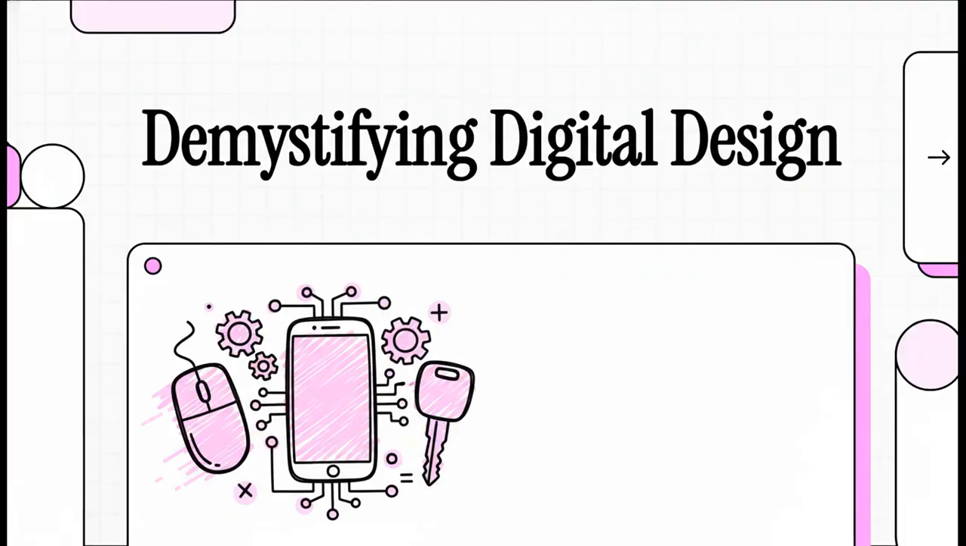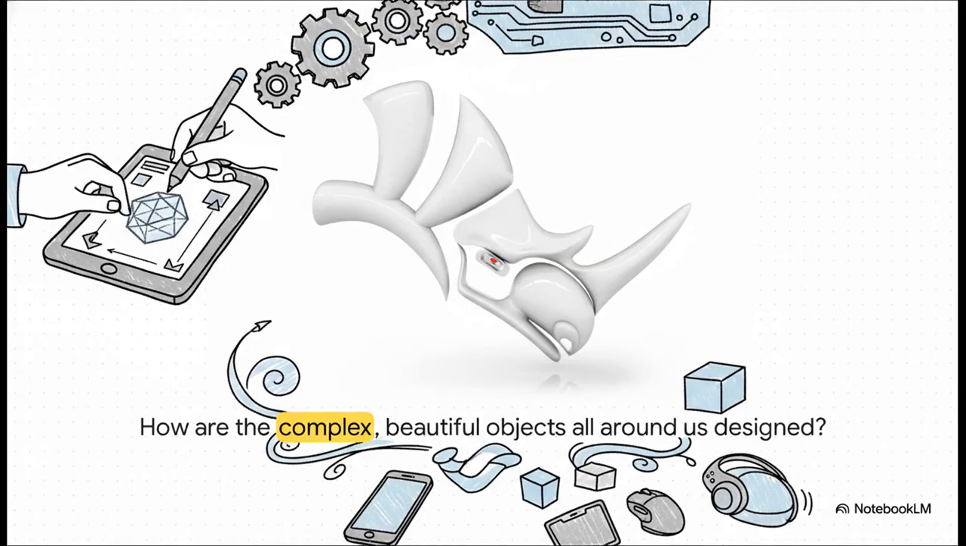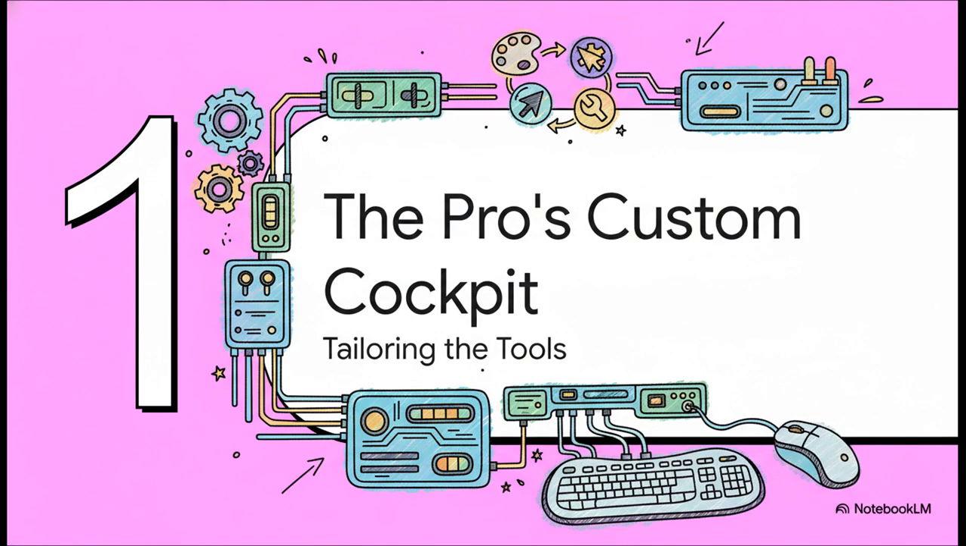So how in the world do designers go from a totally blank screen to these incredibly complex, beautiful objects we use every day? The answer lies in a super powerful set of tools and techniques that, honestly, turn abstract ideas into physical reality. It's this amazing process that mixes raw creativity with some seriously clever engineering. All right, so here's the first big secret.